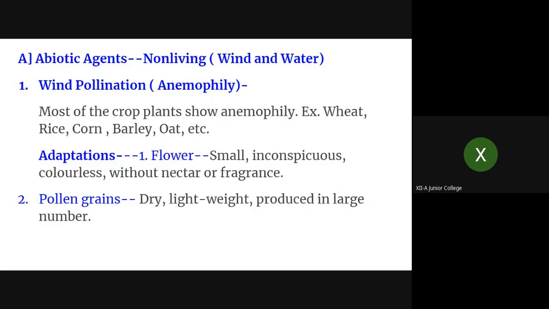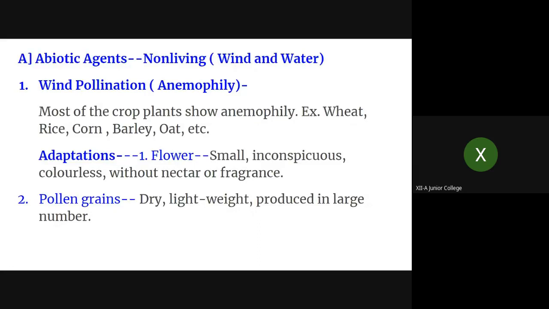And the flowers which show the adaptations in themselves are called anemophilous flowers. And very common examples of wind pollinated plants are crop plants. You know, all crop plants like wheat, rice, corn, barley, jowar, oat, etc. These crop plants are the best example of anemophily, where the wind is the pollinating agent. All these cereals are the examples.